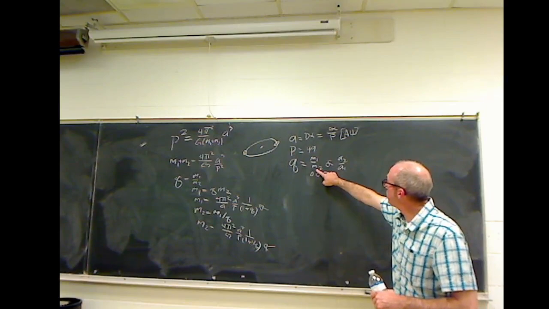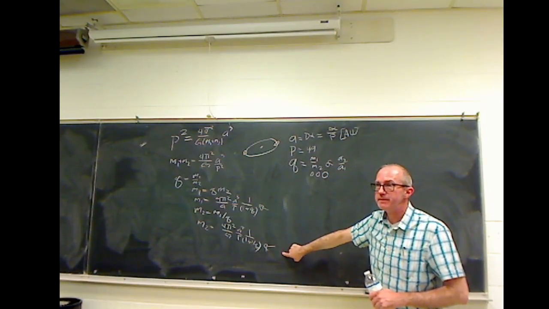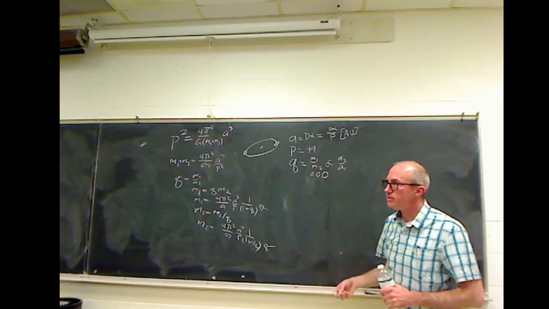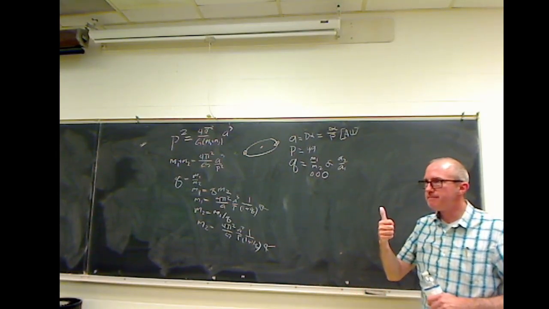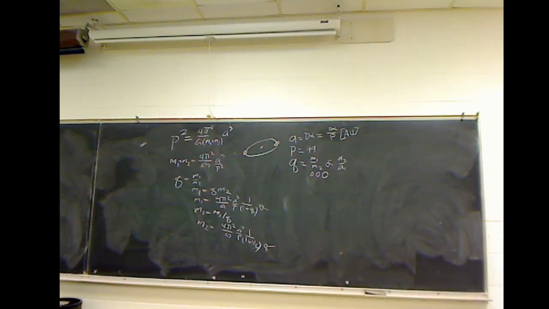So I gave you Q, I gave you P, and I gave you A, and then you just need to plug into these two formulas. And that's the rest of it. Everybody good on that? All right. So 4 is straightforward once you've done 3. It's impossible if you haven't done 3. Okay, 5 and 6.